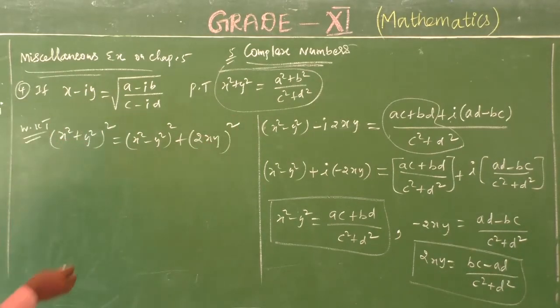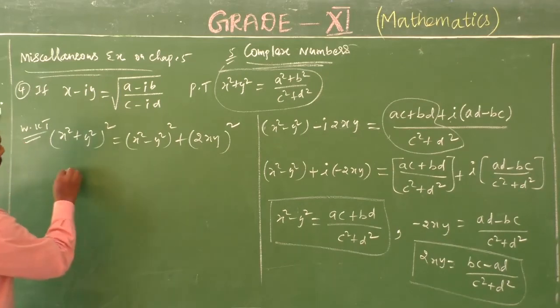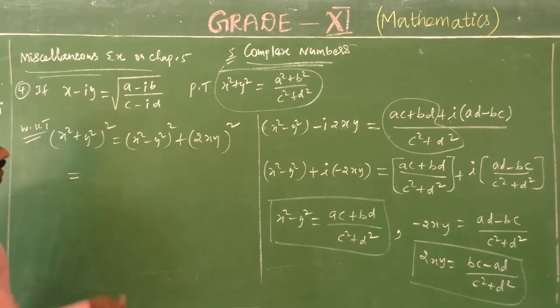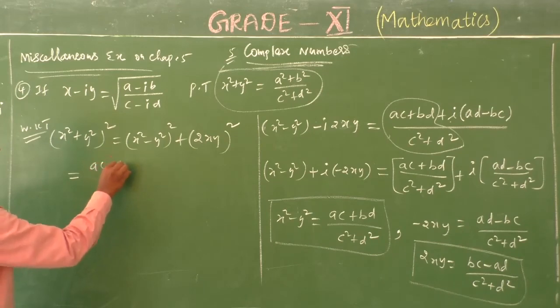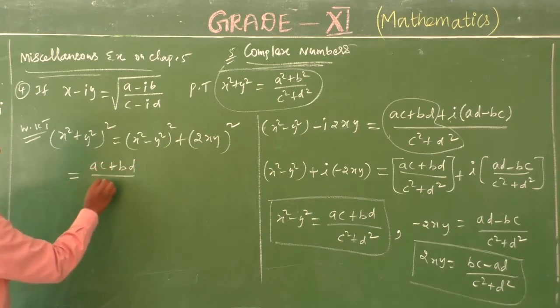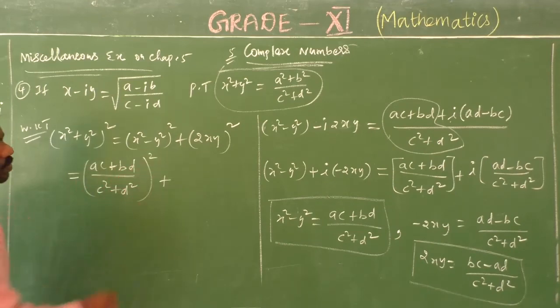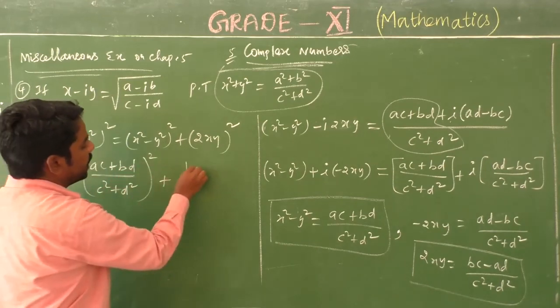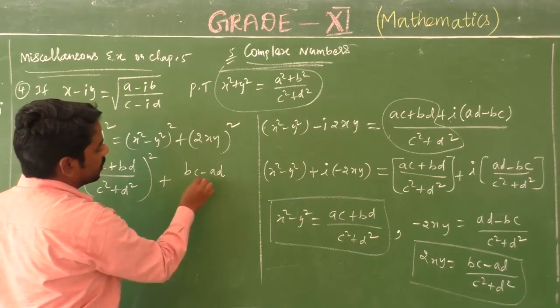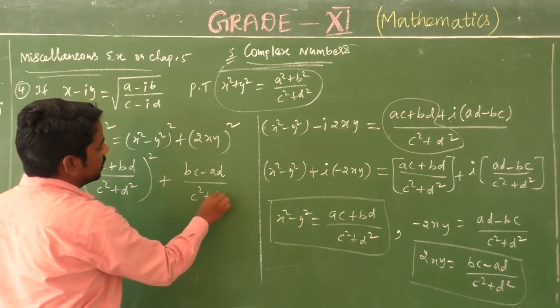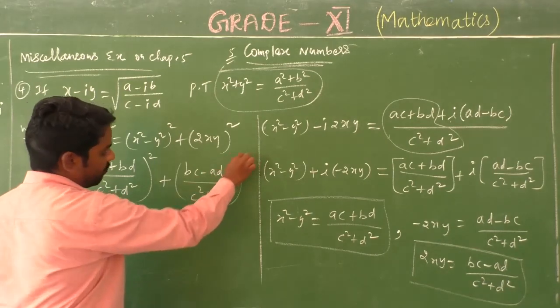Here x square minus y square value is (AC plus BD) divided by (c square plus d square), the whole square, plus 2xy value is (BC minus AD) divided by (c square plus d square), the whole square. Simplify these two terms.